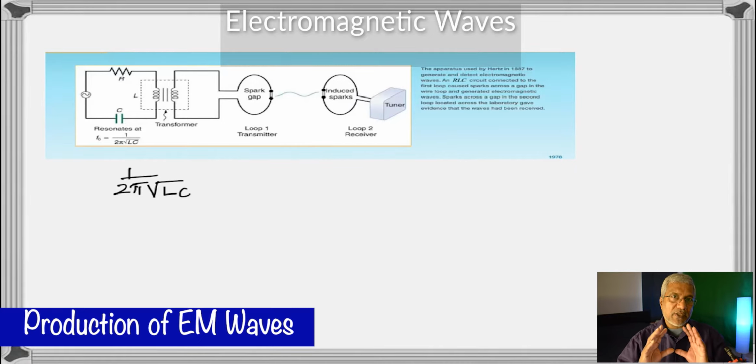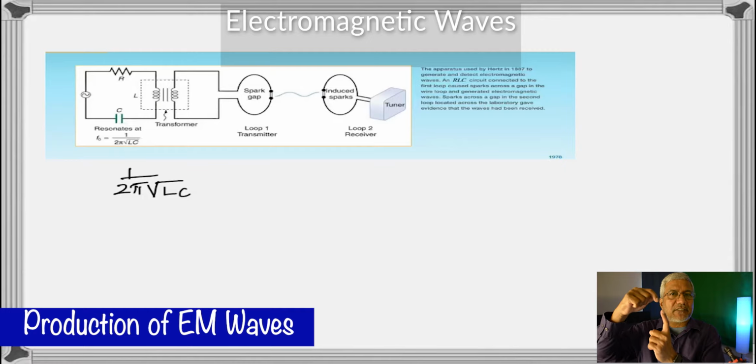So in this setup, the circuit produces waves, electromagnetic waves, that are coupled using a transformer. Again, we looked at a transformer. It works using mutual induction. And then those electromagnetic waves are thrown out into space using a gap here.